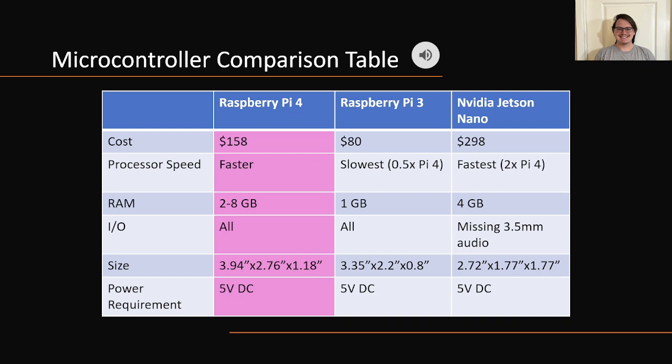Finally, we have the NVIDIA Jetson Nano, which is the most expensive out of the 3, nearing $300. However, it is also the fastest, with 4 GB of RAM capacity. It is missing some I/O, but it is also the smallest microcontroller. Putting all of this into account, we went with the Raspberry Pi 4 due to its price to performance comparison and its overwhelming community support.